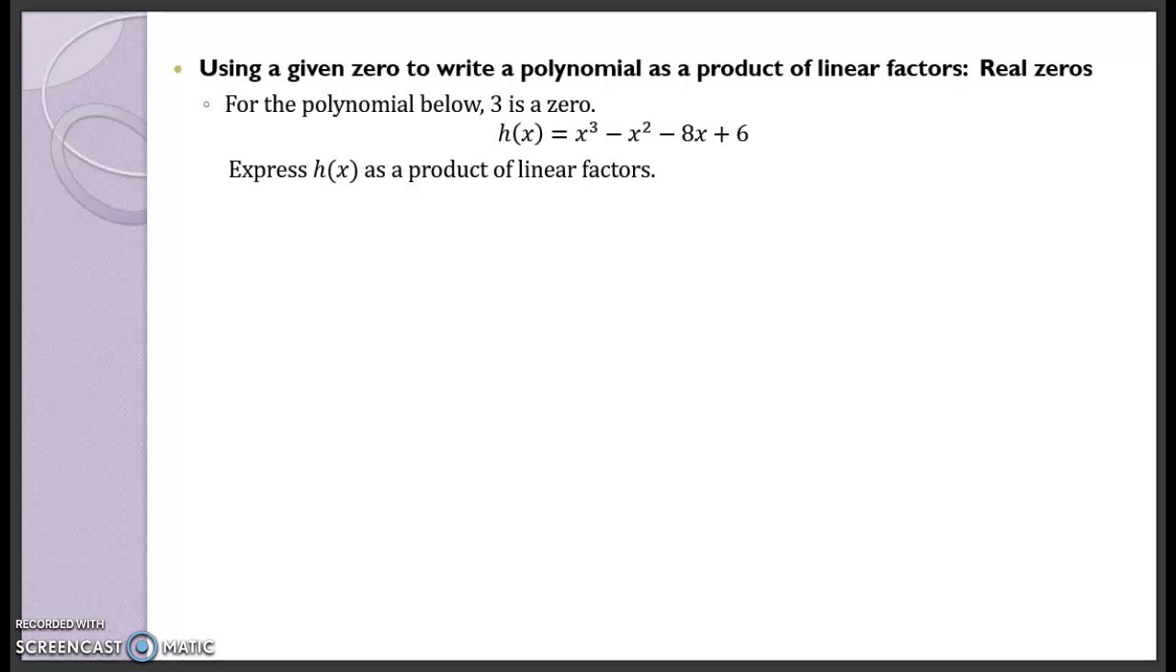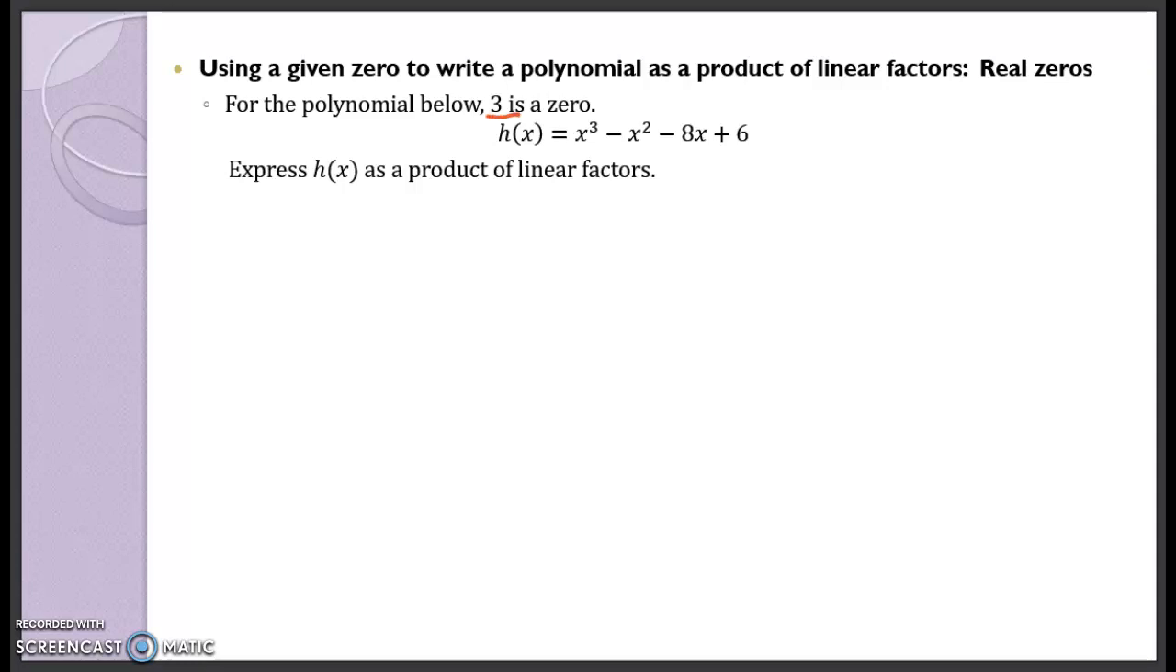Hey everybody, in this video we'll talk about using a given zero to write a polynomial as a product of linear factors with real zeros. So let's say we're given the polynomial h of x and we're told that 3 is a zero.